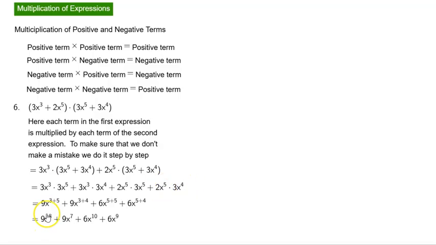So we have 9x to the power of 8 plus 9x to the power of 7 plus 6x to the power of 10 plus 6x to the power of 9. Now, as we keep simplifying it, we arrive at a polynomial. But remember, ultimately, we have to write it in the descending order of the powers of the variable. So 6x to the power of 10 plus 6x to the power of 9 plus 9x to the power of 8 plus 9x to the power of 7.